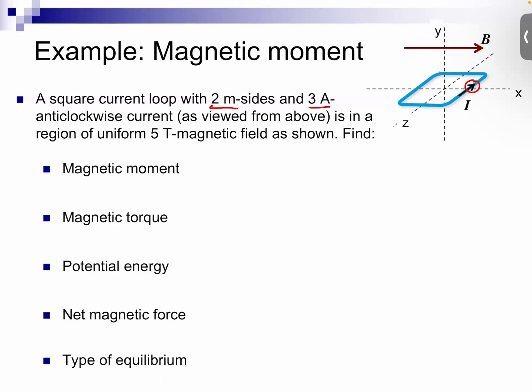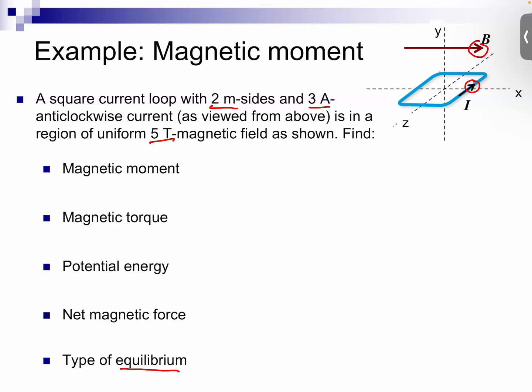It's immersed in a magnetic field region of 5 Tesla magnitude, directed to the right as shown in the figure here. Essentially, we want to determine whether your loop is in equilibrium or will your loop rotate like in the electric motor if you put it in this magnetic field region. So first we want to find the magnetic moment.